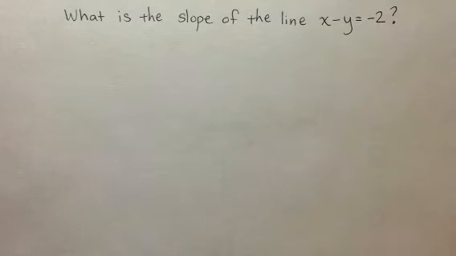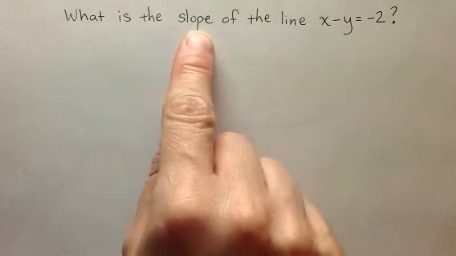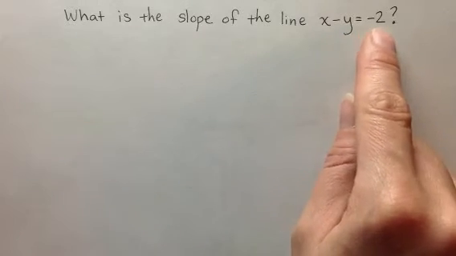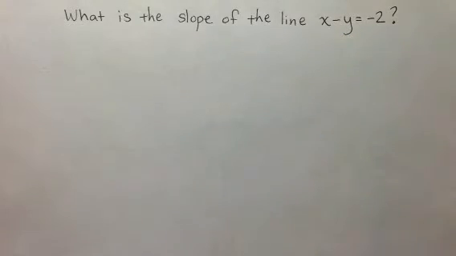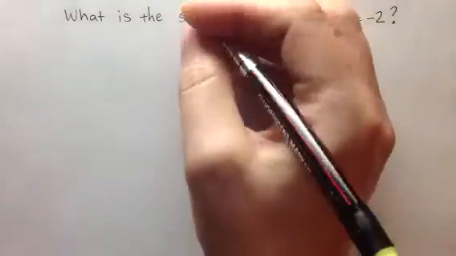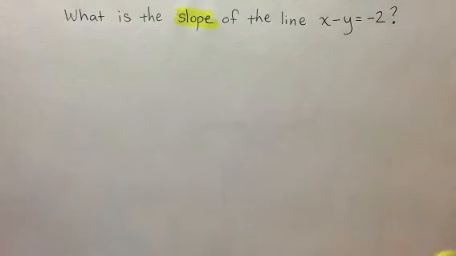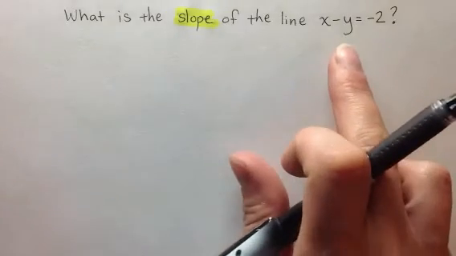Okay, this question asks us, what is the slope of the line x minus y equals negative 2? Slope is a big vocab word, so I'm thinking that's the important word in this question. Okay, slope can either be found with 2 points. You can do it algebraically or graphically, but in this case we have an equation.